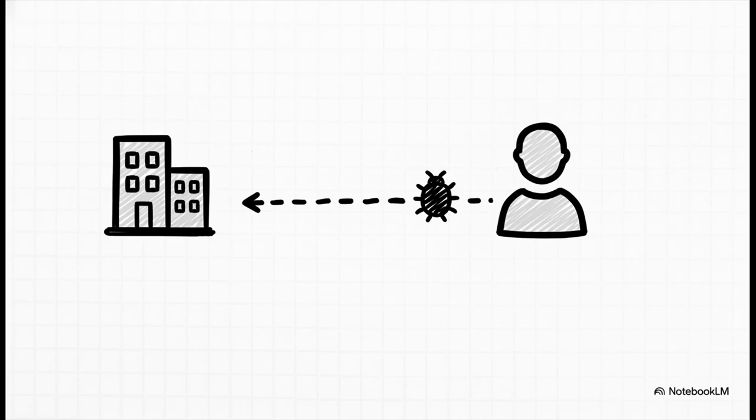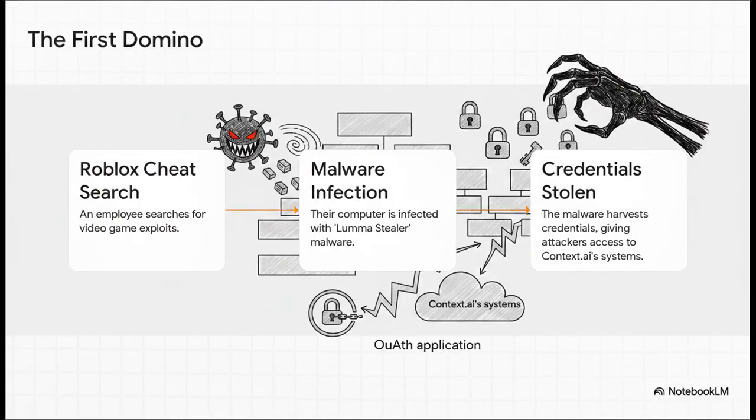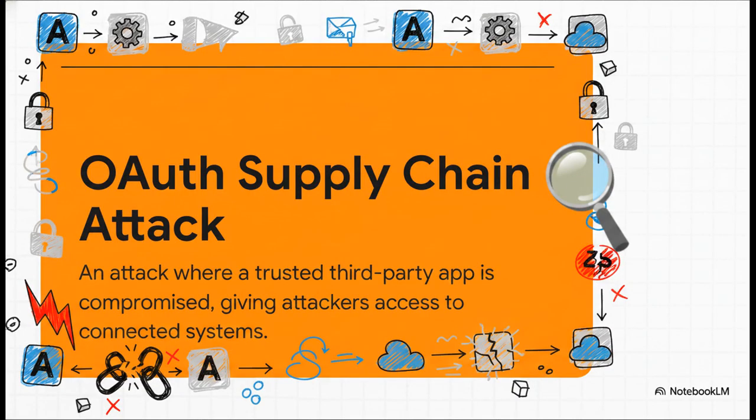Okay, so the breach all started with one employee at a company called Context AI. That malware grabbed credentials, giving attackers keys to Context.ai's systems and their OAuth app. And that is what's called an OAuth supply chain attack. It basically exploits the trust between connected apps.